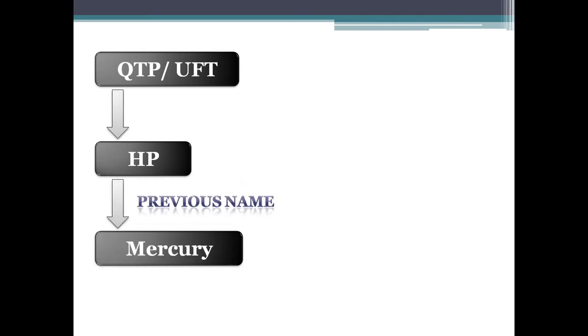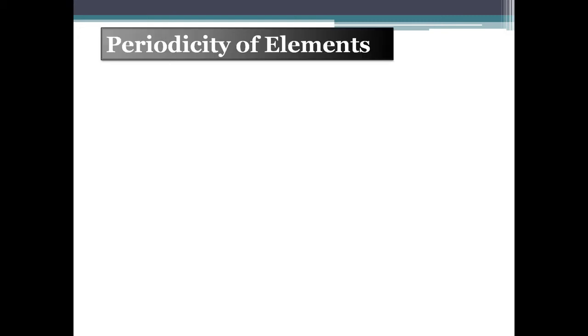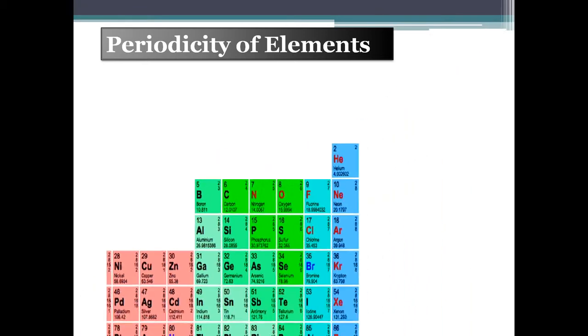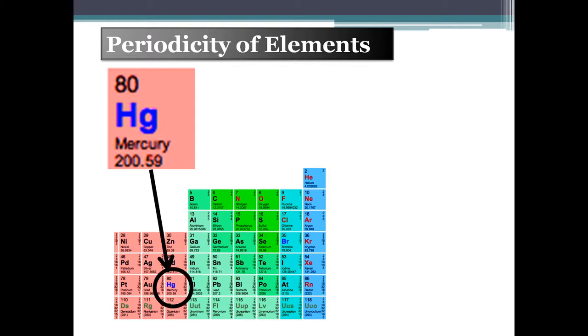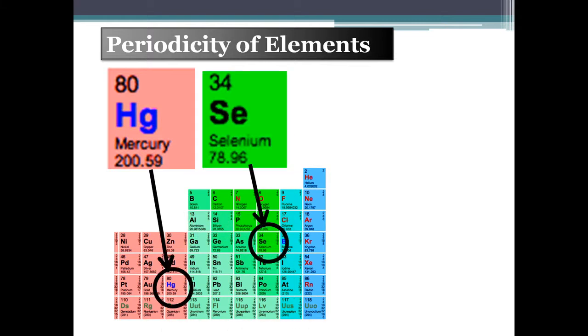So QTP was actually invented by the HP company, which you might have known. This HP company had the previous name Mercury. Just now we were talking about the mercury that you might have seen in the thermometer or the BP checking tool, right? You know that mercury and selenium are both in the periodic table. This is mercury, this is selenium.